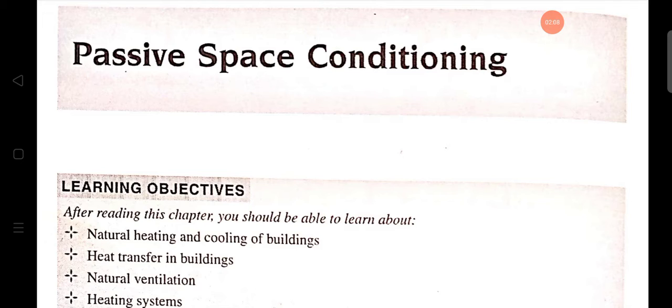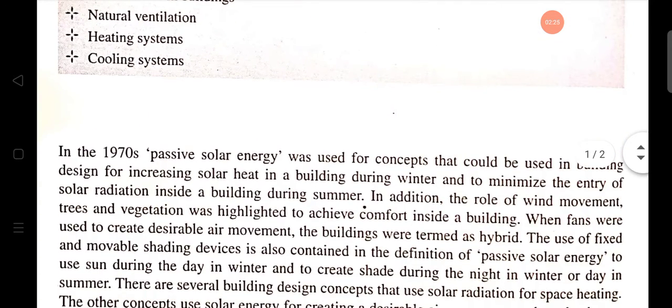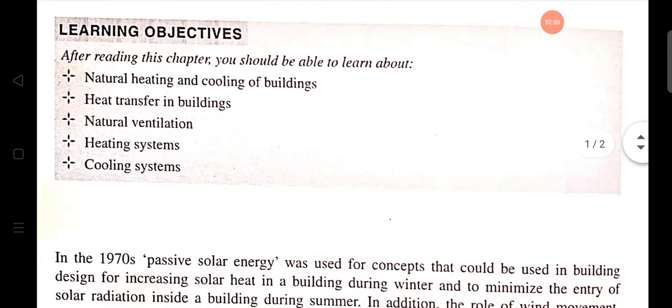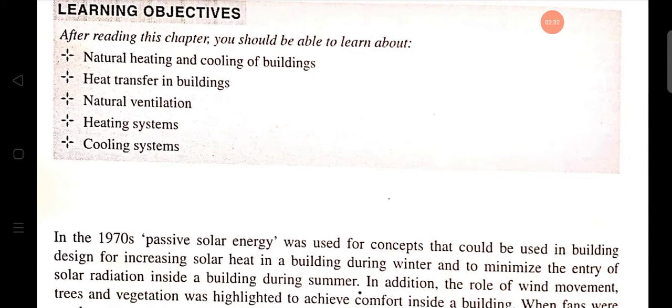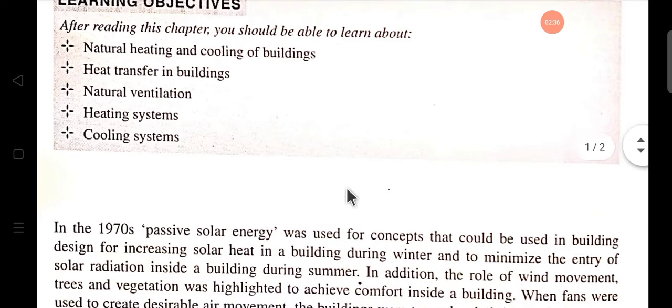Conditioning means, for example, we use an air conditioner, AC. That means we control the air temperature inside our room by using AC. In passive space conditioning, we control the temperature of our space, room, or building by using solar radiation.